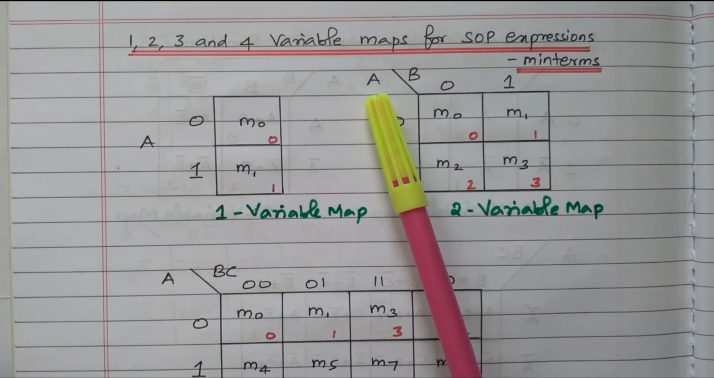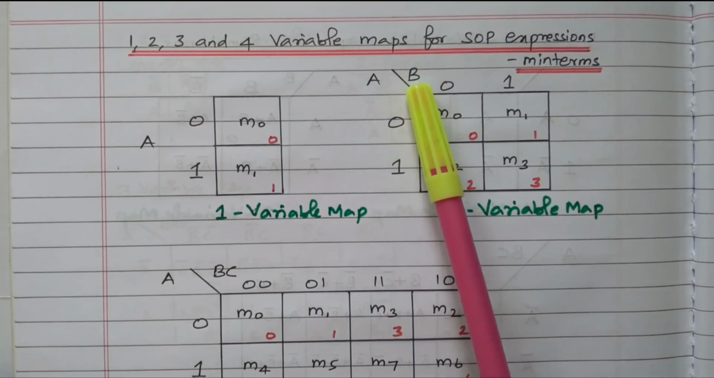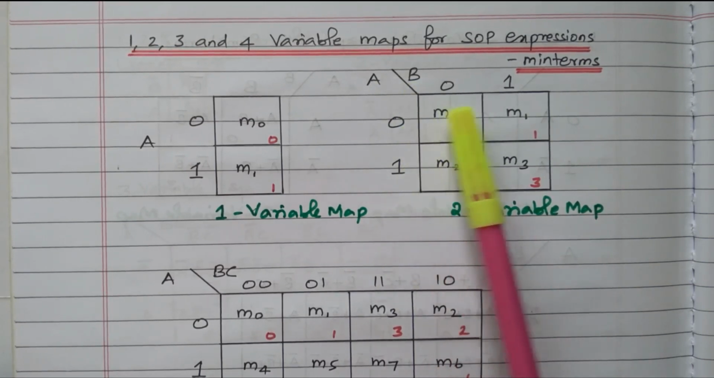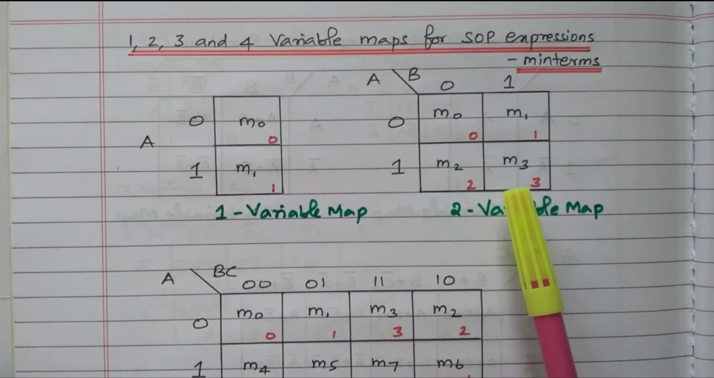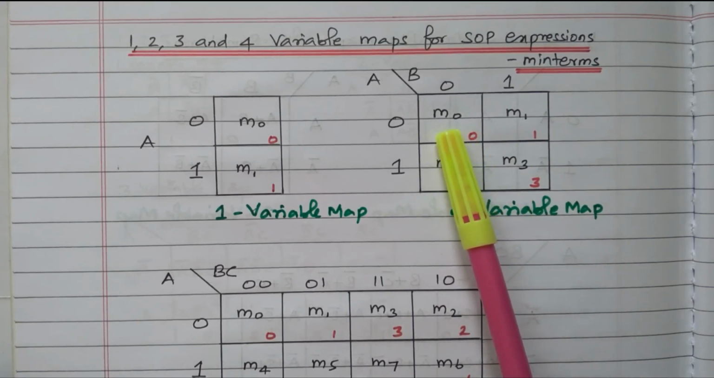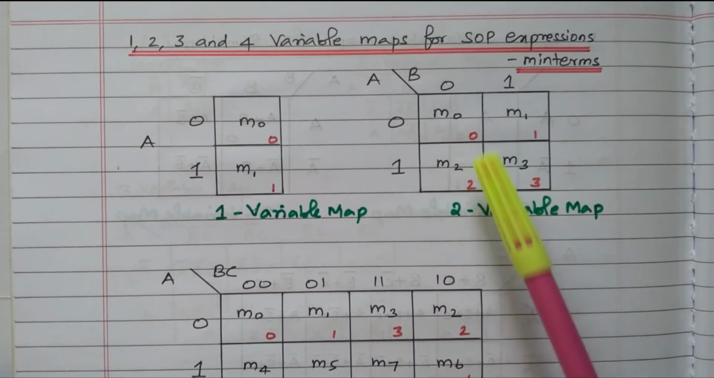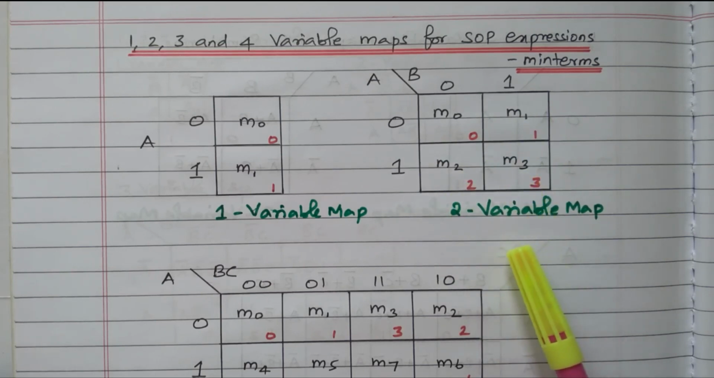While going with the two variable map, let us consider two variables A, B. A is represented vertically, B is represented horizontally. A has the two options 0, 1, B has the two options 0, 1, right. So, this cell is nothing but 0, 0, 0, 1, 1, 0, 1, 1. So, in terms of minterms, it is represented M0, M1, M2, M3. Suppose the problem is given in minterms, directly we can represent M0, M1, M2, M3 using the minterms.